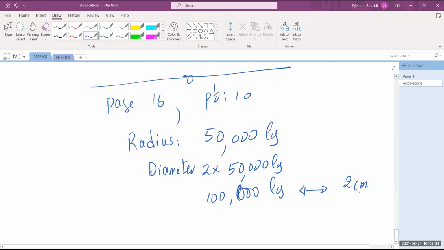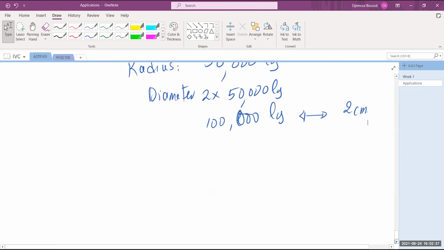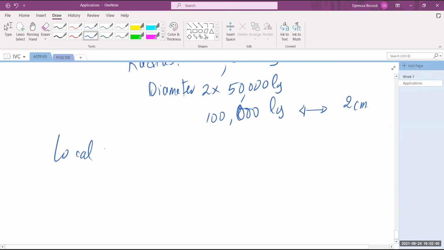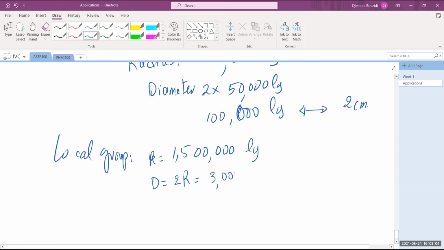Okay, the question is, how big is the local group? According to the table, the local group is 1.5 million light years in radius. So this is the radius r, and I need to make it into a diameter. The diameter is 2 times r, twice the radius. So 2 times 1.5 is 3 million light years.